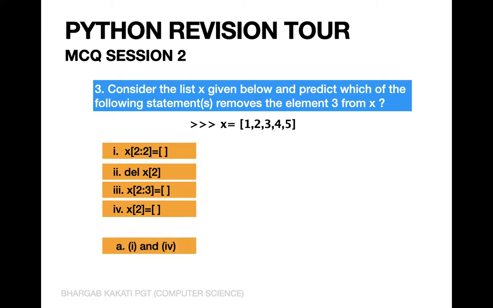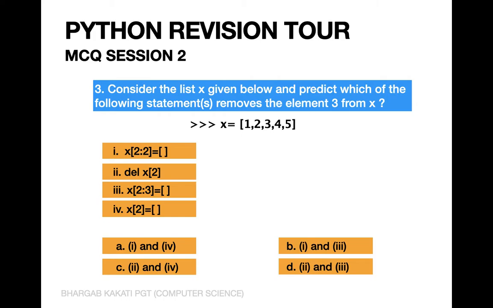And the options are number A 1 and 4, number B 1 and 3, number C 2 and 4, and number D 2 and 3. Which options out of the following will remove the element 3 from the list X?